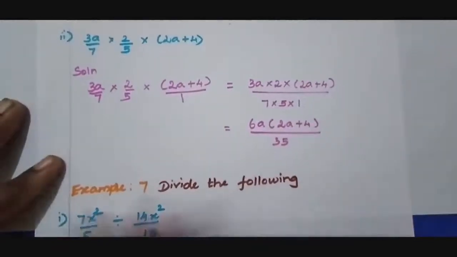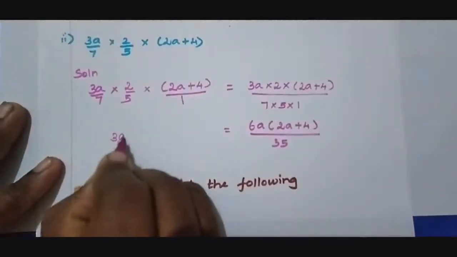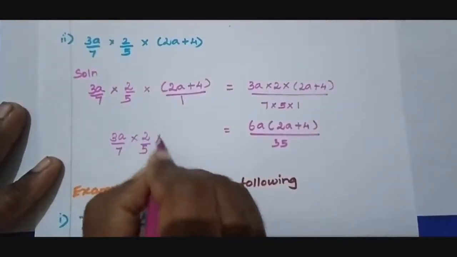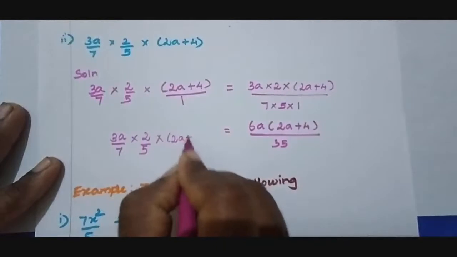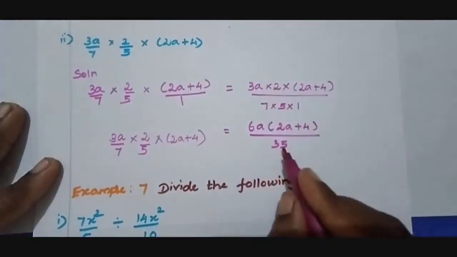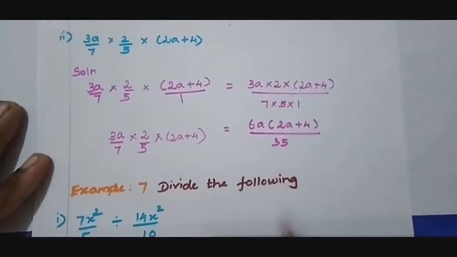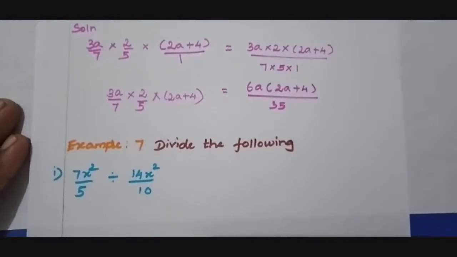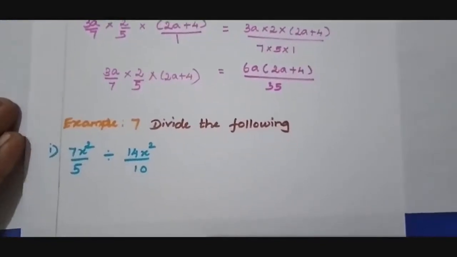So your answer is 3a by 7 into 2 by 5 into 2a plus 4 is equal to 6a into 2a plus 4 by 35. Can you understand? Yes. Example 7.